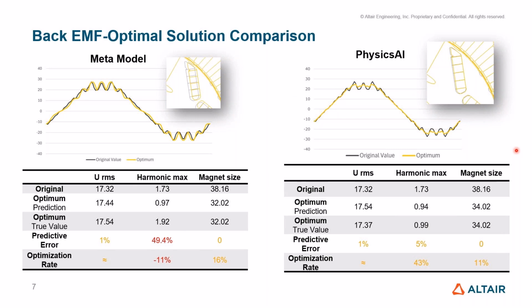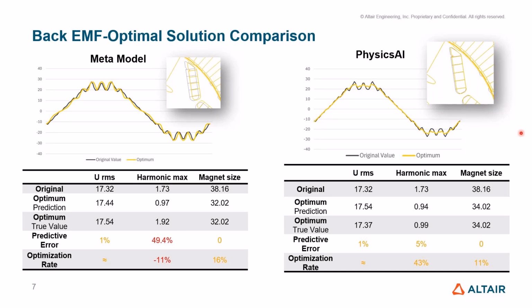So this is the upper hand we can have from the accuracy of physics AI compared to the meta model. So that is for case one, where we took magnet size and the minimization of harmonics within the back EMF case study. Here we have the advantage of accuracy in prediction of the quantities compared to the meta model, though it took more time to train physics AI compared to the meta model.